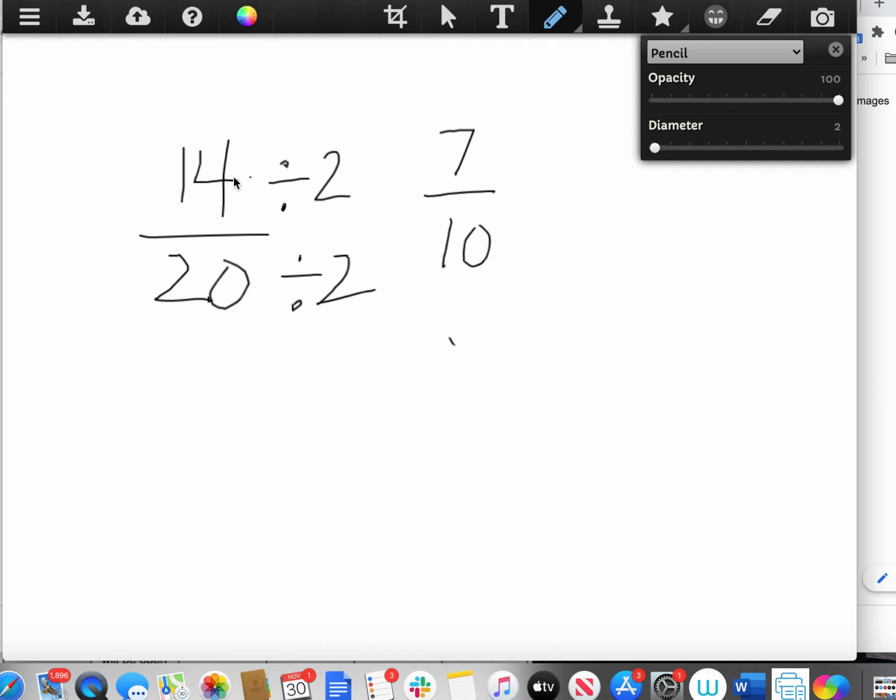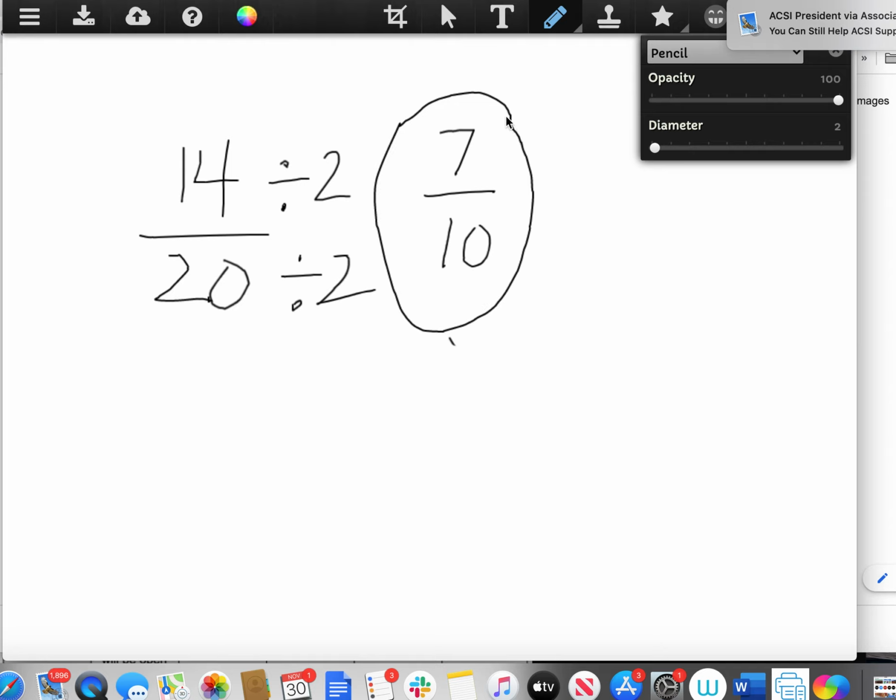All right, so 2 goes into 14 7 times. 2 goes into 20 10 times, and there's nothing that can go into 7 and into 10 evenly other than 1. 7 is prime, so only 7 and 1 can go into it, and nothing else can go into 10 that can go into 7. So 7/10 is my simplified version.